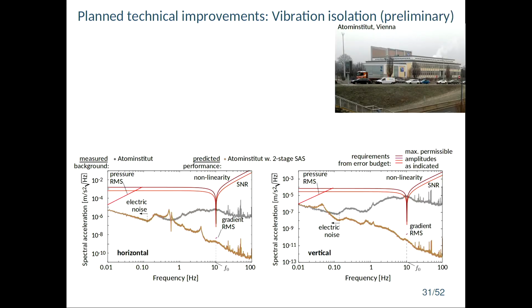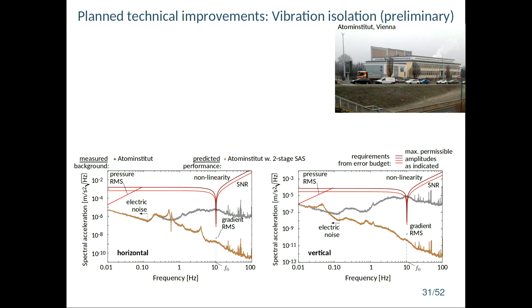The initial idea was to put the setup at our institute here in Vienna, the Atom Institute. But what you can see is that directly in front of the institute there is a runoff of a highway, and there are also some subway lines here. So the seismic background, which you can see in these graphs here for horizontal and vertical direction in gray, are very high.